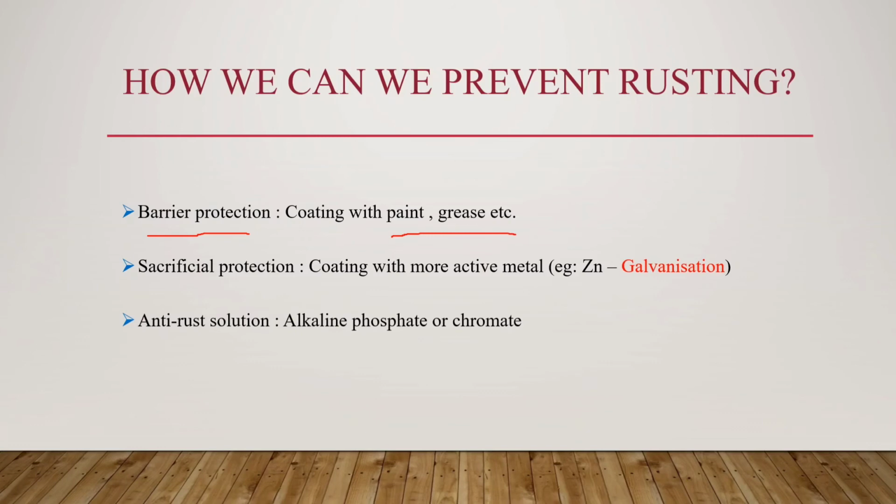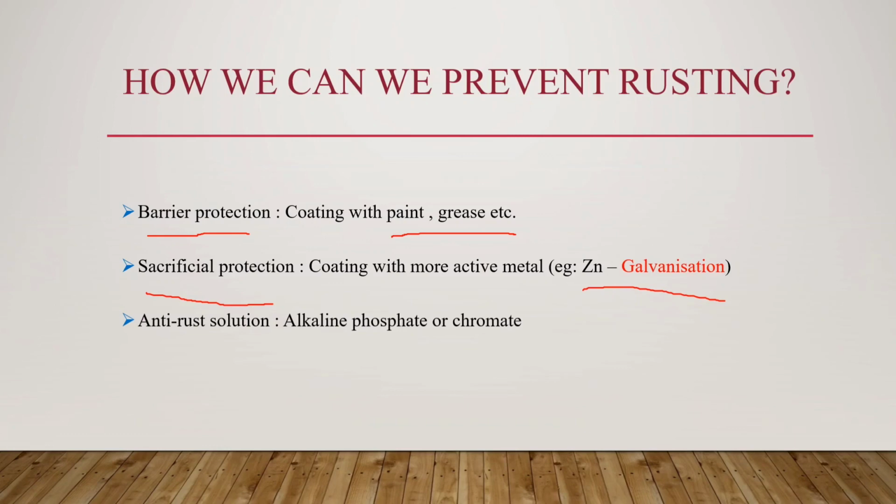The second method is called sacrificial protection. In this method, the iron surface is coated with a more active metal like zinc, chromium, etc., so that electrons are lost from the coated metal rather than iron. Thus, iron will not go into the ionic state and won't be corroded. The metal coated is sacrificed instead of iron. That's why the method is called sacrificial protection. Zinc is the most common metal used for sacrificial protection. This sacrificial protection using zinc is commonly termed galvanization.